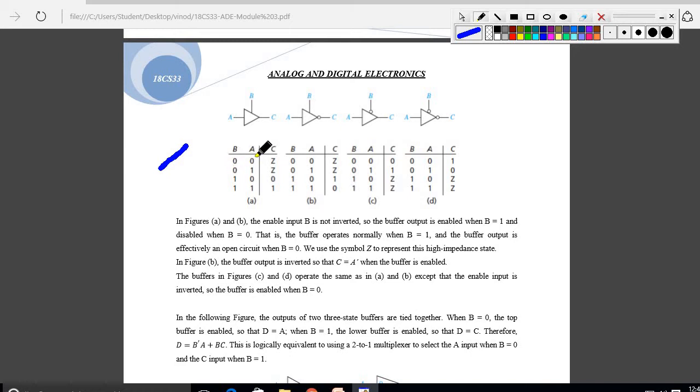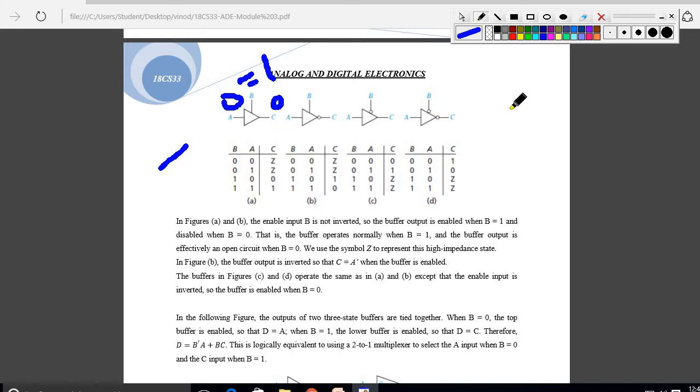A may be anything, the A input value, whether it is 0 or 1. So when B is 0, it looks like an open circuit. Is it clear? Coming to the next condition, B is 0, A is 1. Anything, it is high impedance state. But here, when B is equal to 1, whatever the A value is, if it is 0 it will be 0 when B is equal to 1. So 1 1 means A is equal to 1 and C is equal to 1.